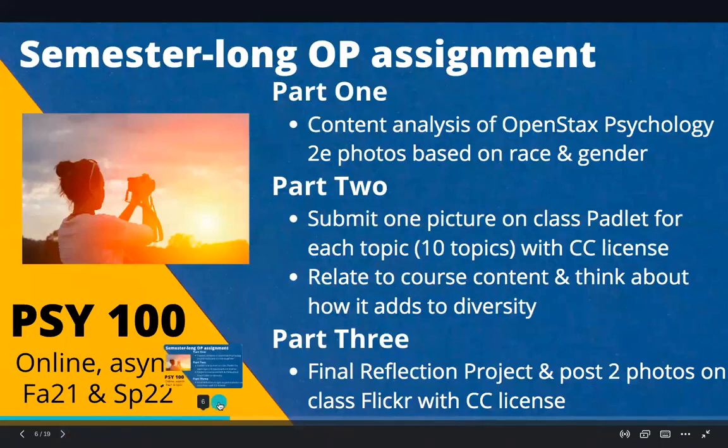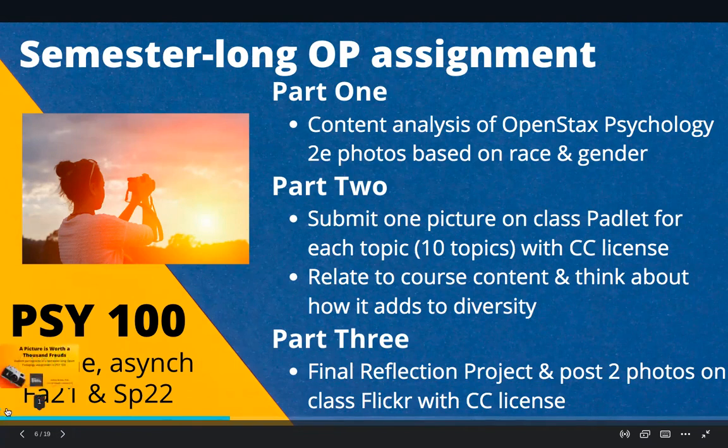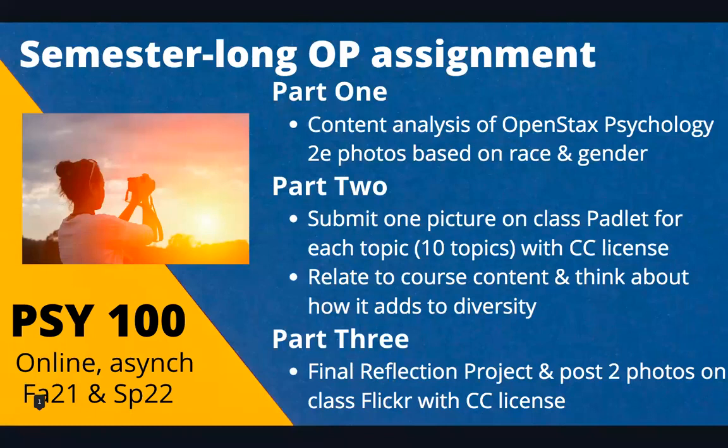So this was a semester-long open pedagogy assignment that I used in my courses. They were online asynchronous courses. So part one happened in about week 2 of the course, and that was a content analysis of the OpenStax psychology book photos based on race and gender. So they were looking at the photos in that book, and each student took a chapter and labeled each photograph by the race and the gender of the people in it. Then I did some quick, real simple analysis and showed it to them.